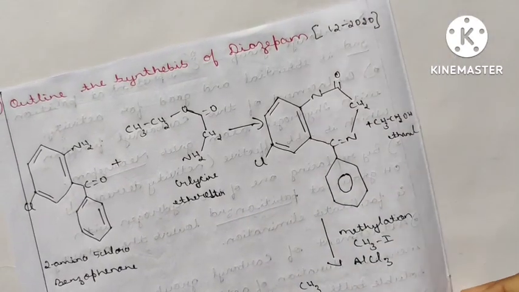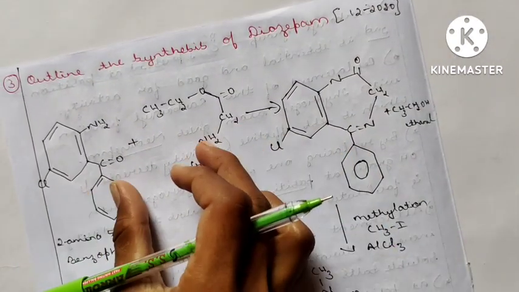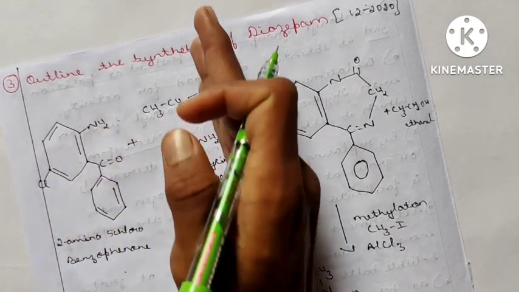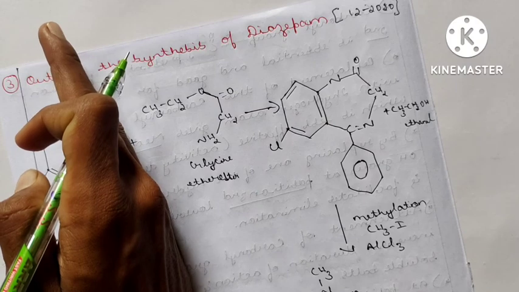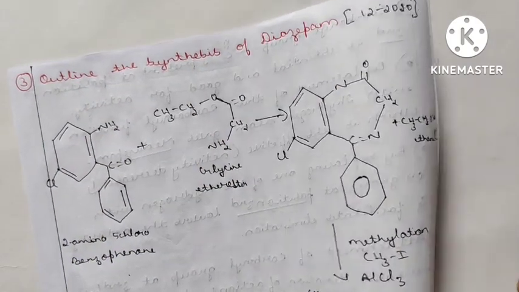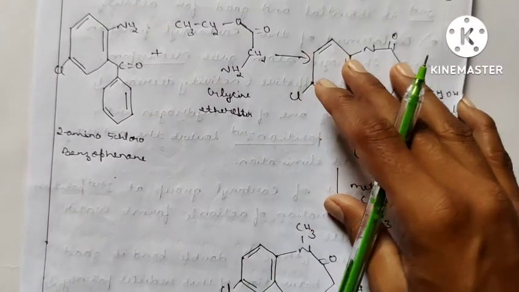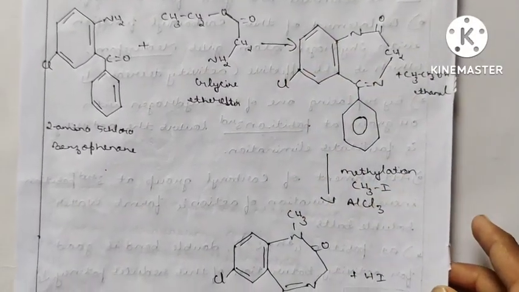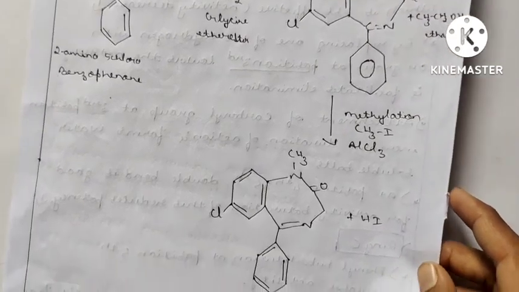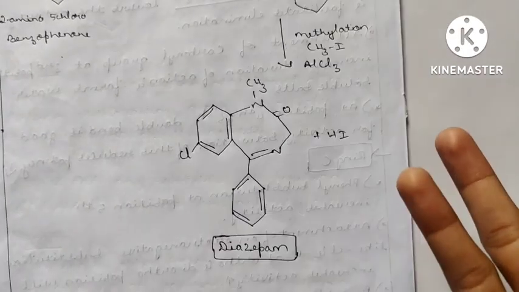One point you have to remember here: you have to know the joining of the structure. How can you join? See, these are the same, just remove this one and join. This glycine ethyl ester you have to join to this 2-amino 5-chlorobenzophenone. Then you will get one complex structure. If you react that complex structure with aluminum trichloride under methylation, then you will get the product diazepam. Very simple. By practicing once or twice, you can get through this.